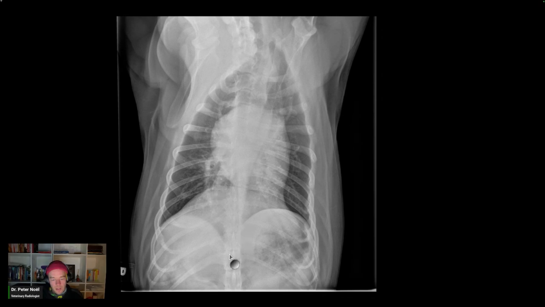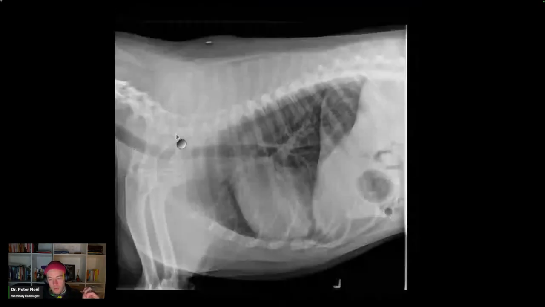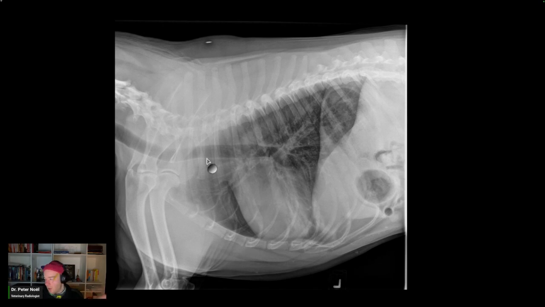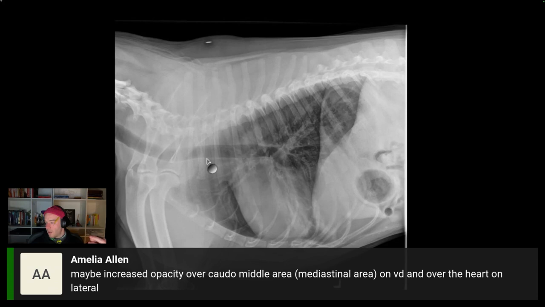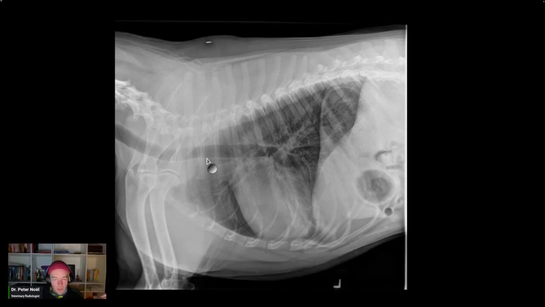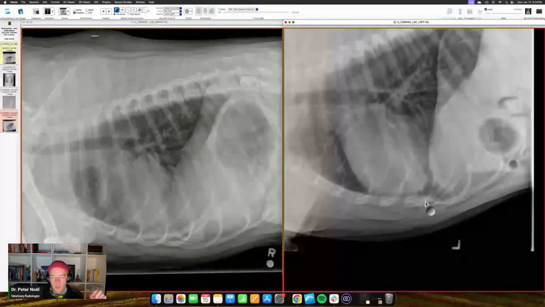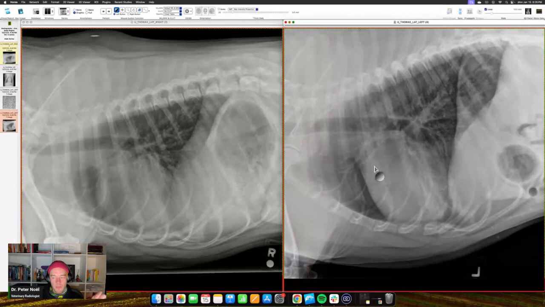It's got some air in the stomach. This last right rib has lumbarization, a little bit of a transitional vertebra. So when you're looking at the lung, okay, you want to look over the cardiac silhouette of the heart and maybe increased opacity over the caudal middle area, mediastinal area on the VD, and over the heart on the lateral. Okay. So when you look over the, let's see if I can split this thing. Okay. So the right lateral view is normal. This is normal, and this view is abnormal.